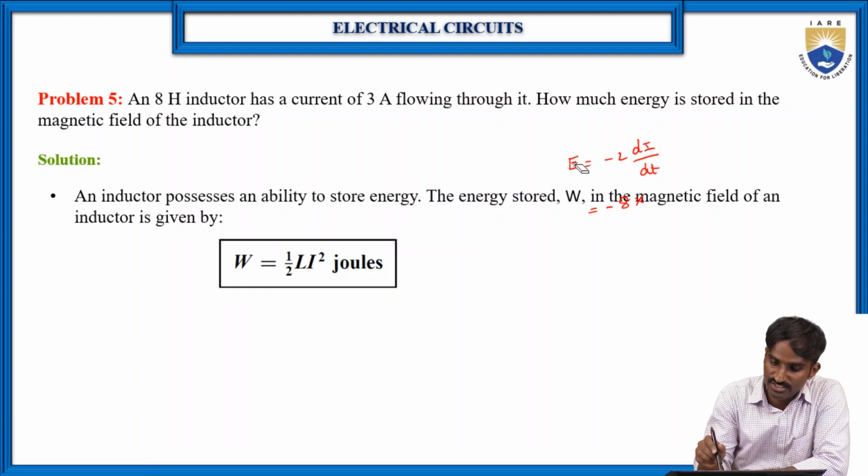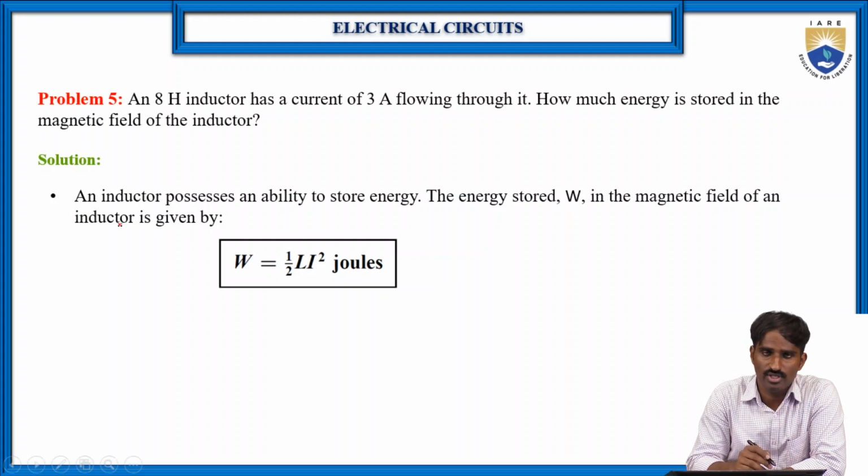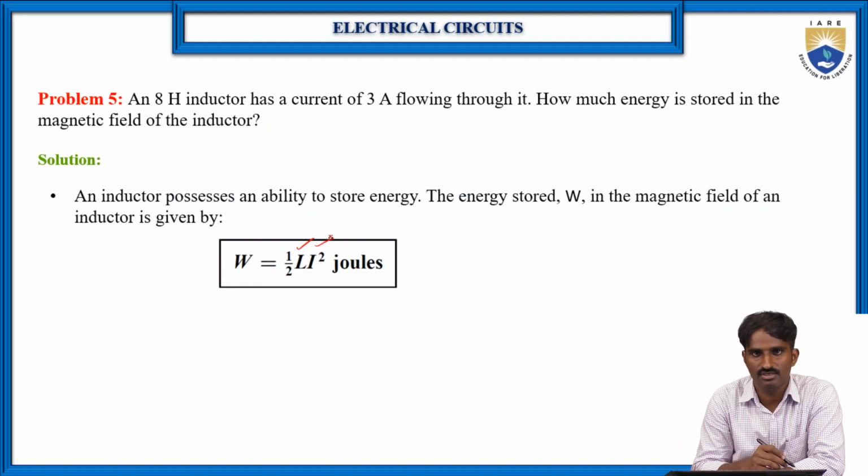Sorry, here it is energy stored, not the EMF, right? This is another concept. So here the energy stored, there is another case, because as we know, the inductor will store the energy in the form of magnetic field. Then what is the amount of energy that is stored by the inductor in the form of magnetic field? That is W is equal to 1 by 2 into L into I square. So here L is the self-inductance of that particular coil, and I is the current flowing through that particular coil.